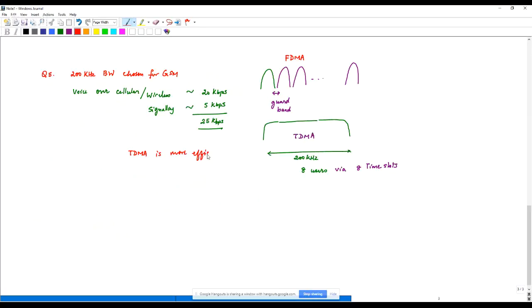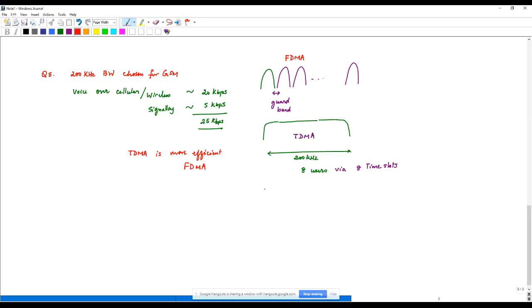Than frequency division multiple access, because you don't have those guard bands. And this is one of the reasons why we have chosen to go with a time division multiple access system where you have 8 kilohertz. There are other advantages that you can have, and those we did touch upon very briefly. But let me just mention one advantage.